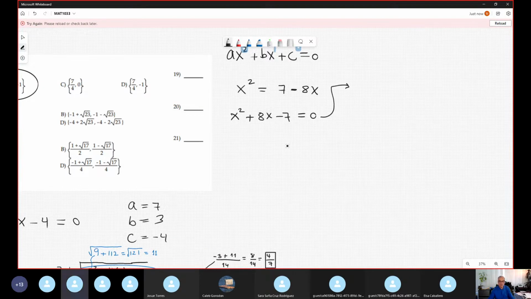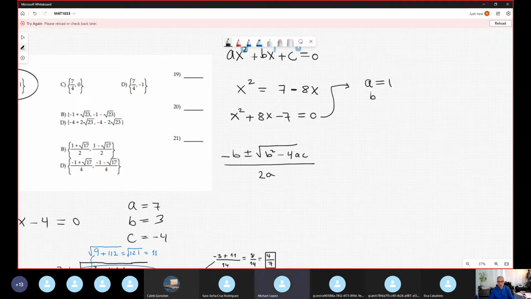Use the quadratic formula. Before that, let me go by the quadratic formula, just in case. Oh yeah, you have to label your variables. Excellent. So what are the variables? A is 1, B is 8, and C is negative 7. Cool. A is 1, you say, B is 8, and C is negative 7. Mm-hmm. And do it right? Yep. Okay. What is the next step?